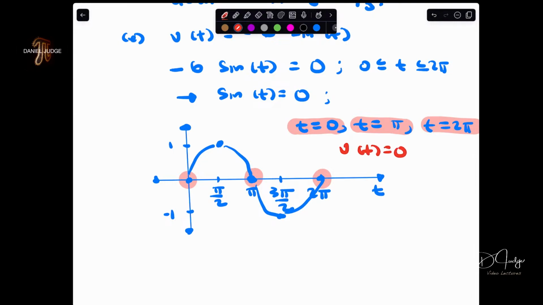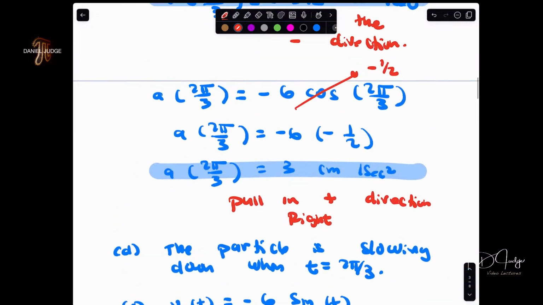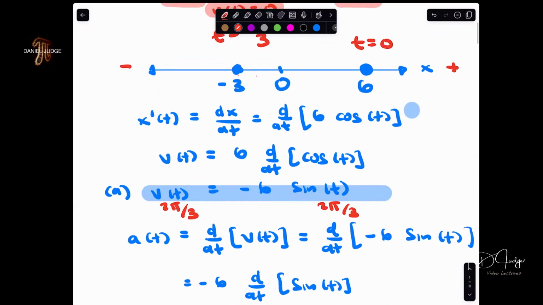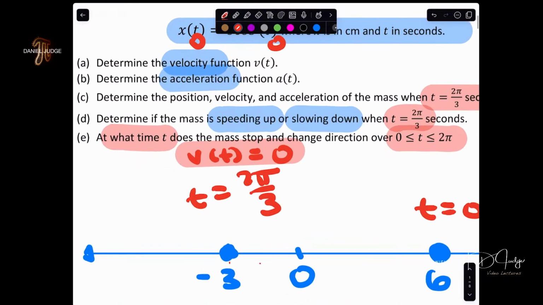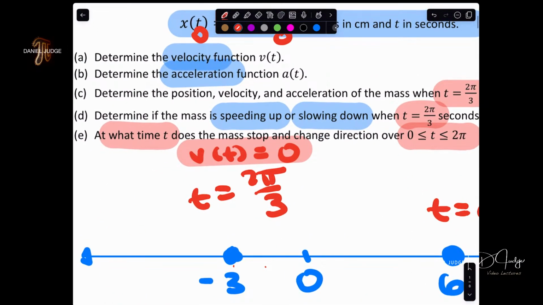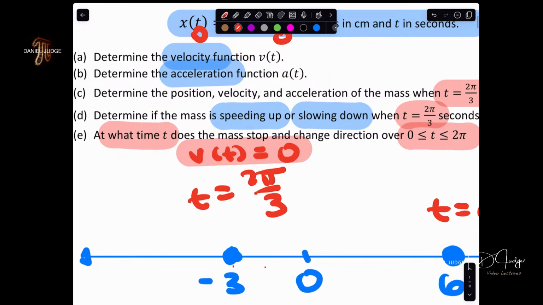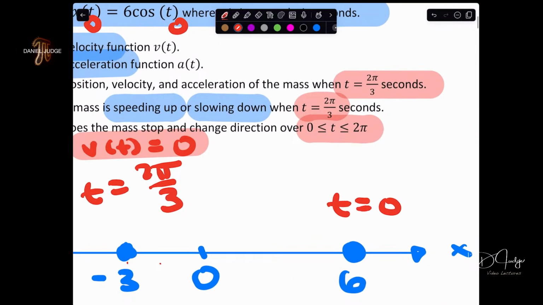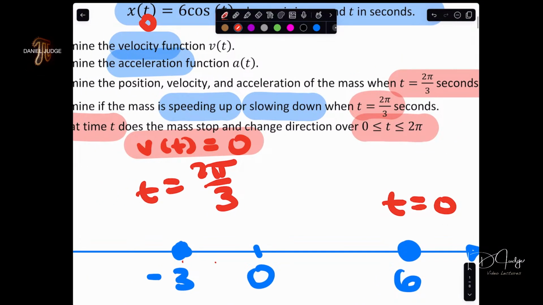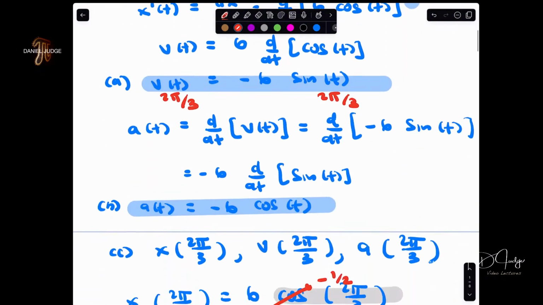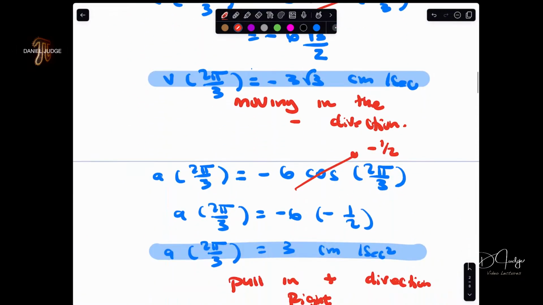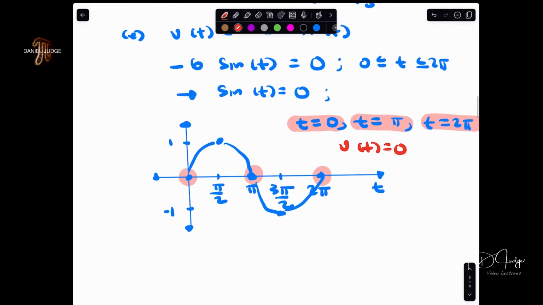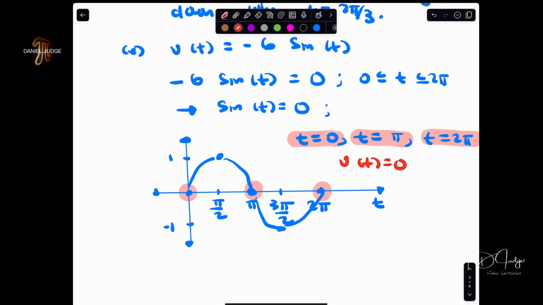But they want to know, essentially, this. When they ask you, at what time t does the mass stop? Okay, we answered that part. And changes direction. It will because it's oscillating over this interval. So here's the answer for E. The particle stops for these values of time. Okay? All right.